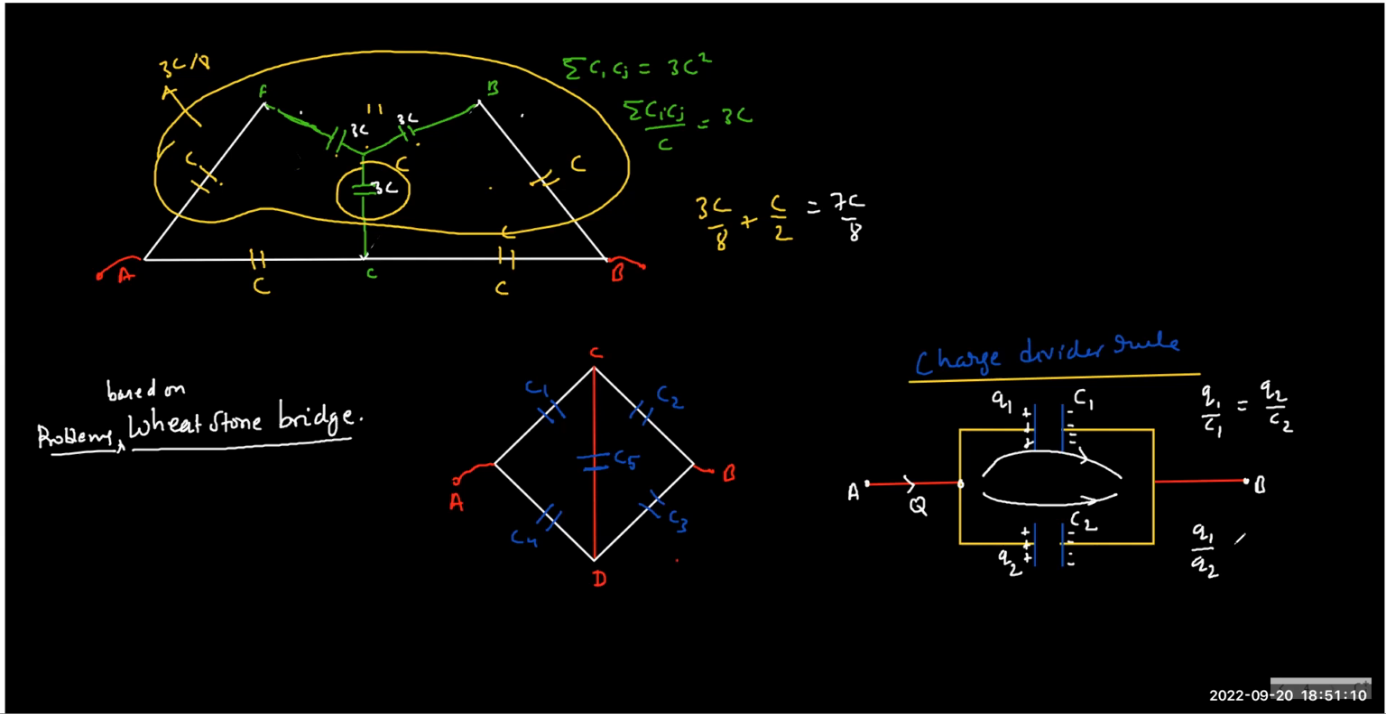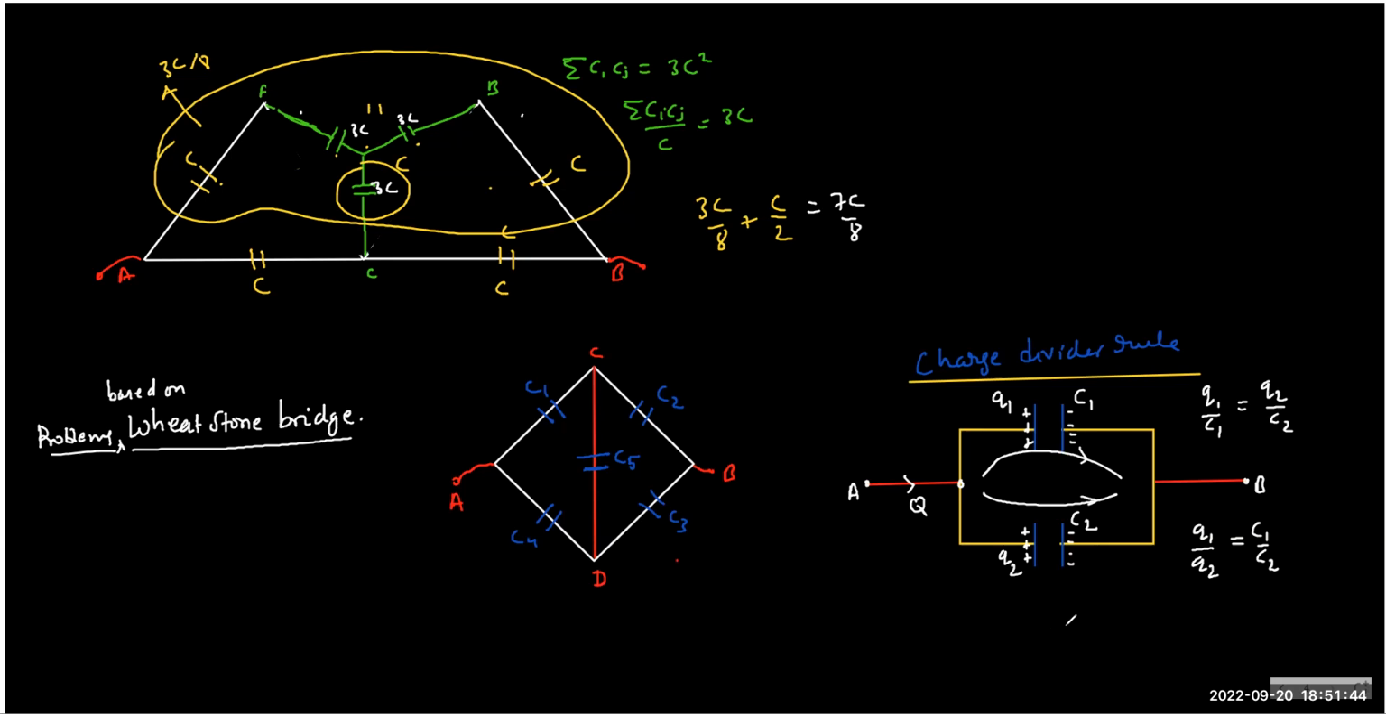So what I'm trying to demonstrate here is that the division of charge depends on the ratio, not the exact value. So whether C1 is 1000 and C2 is 500, at the end it is a ratio of 1 by 2 only. So if we have two capacitors in parallel, the division will take place as per the ratio. Okay. Understood?